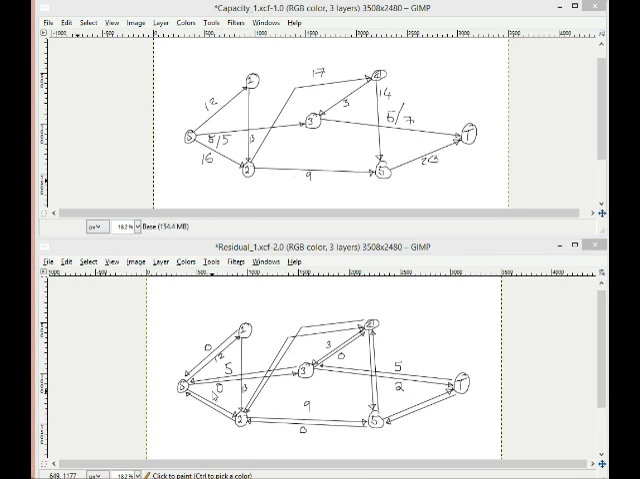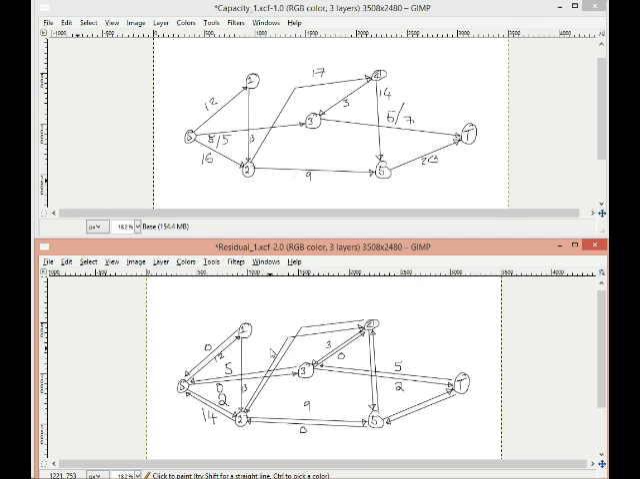For this arc, the original value was 16 on the forward arc. We are pushing 14, and hence the new value is 16 minus 14, which is 2. The backwards arc, the original value was 0, we are pushing 14, and so our new value will be 0 plus 14, which is 14.